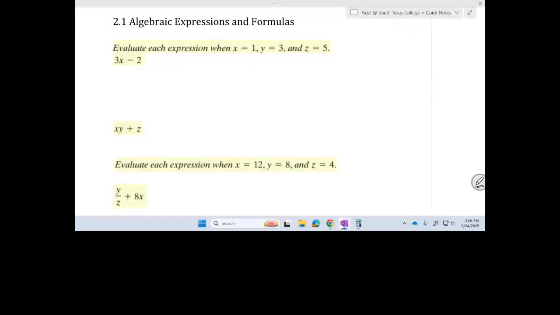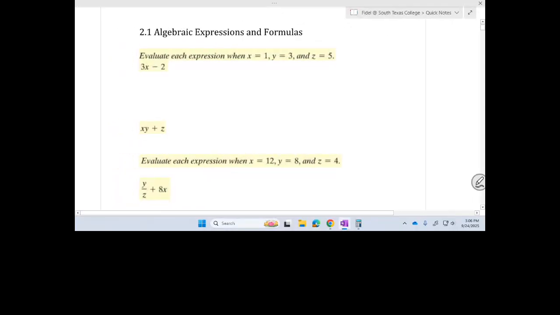So y'all, I want to go through 2.1. And 2.1 is algebraic expressions and formulas. One thing I'm going to talk about today is when you see the word evaluate. What evaluate means is we're going to plug and chug.